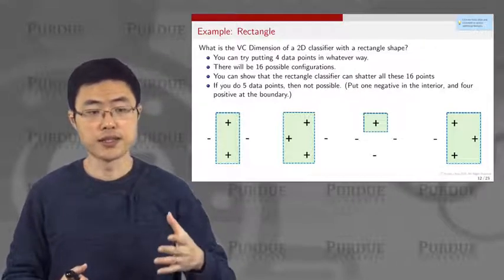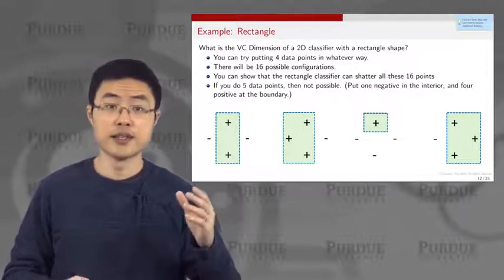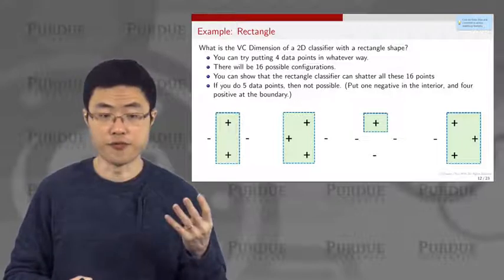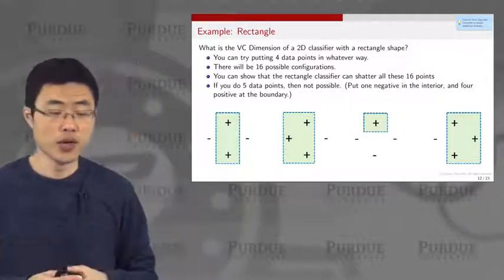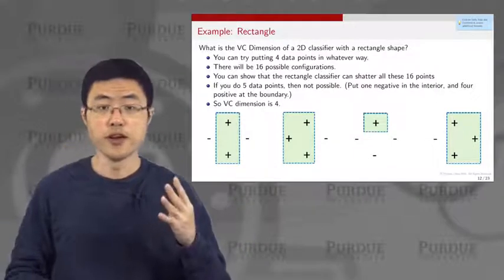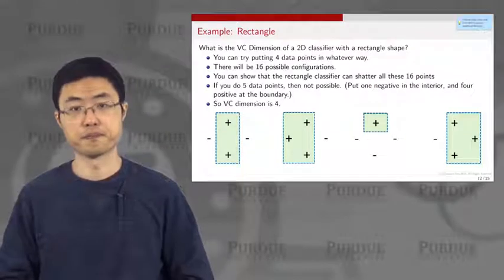And therefore, we ask, what is the number of dichotomies that this rectangular shape can classify? The maximum number would be 4. And so what is the VC dimension? Well, the VC dimension is 4 for a rectangular classifier in a 2D space.